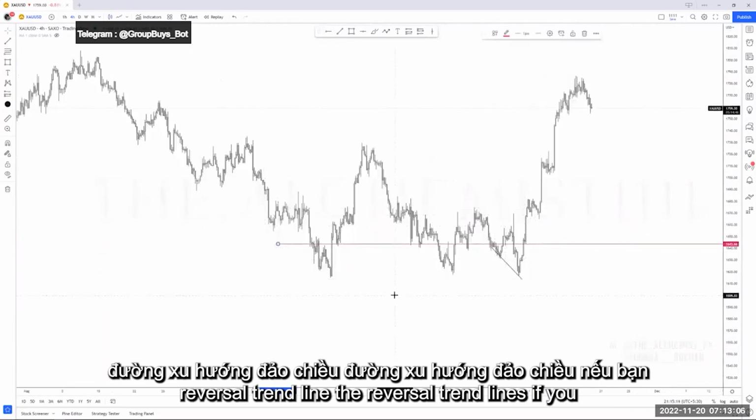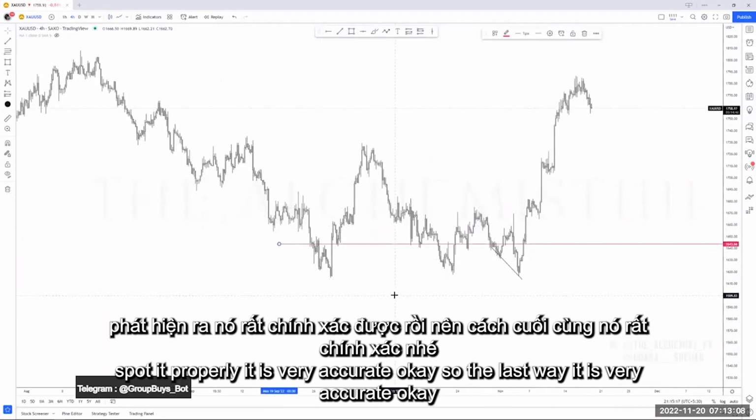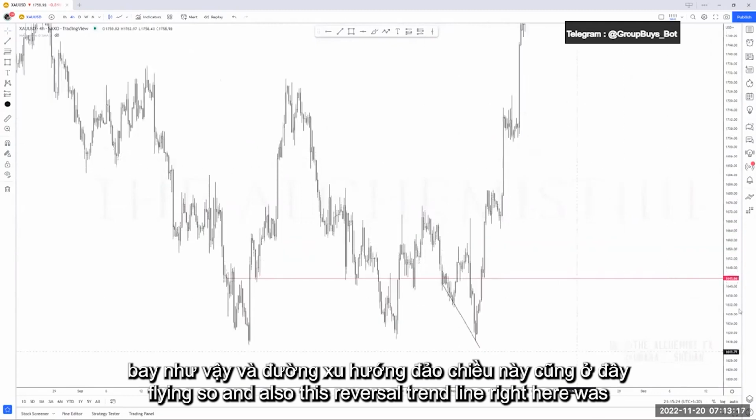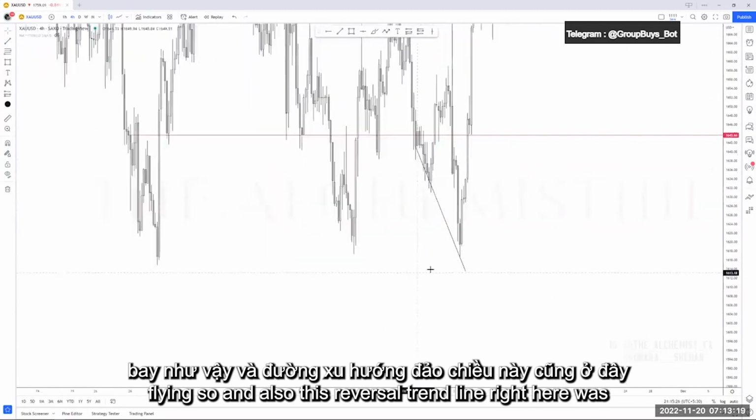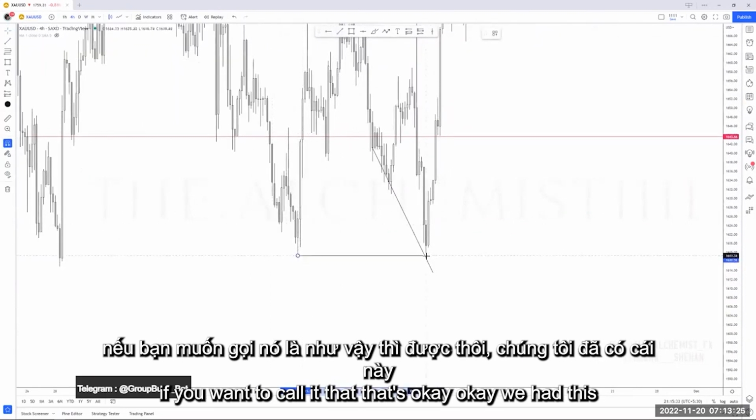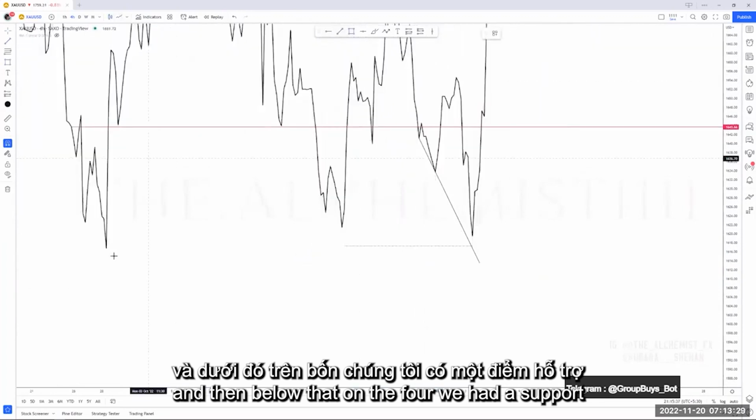The reversal trend lines, if you spot them properly, are very accurate. Trust me, it is very accurate. So what happened? Tapped, boom, started flying. Also, this reversal trend line right here was in line with this liquidity. Not liquidity, if you want to call it that, that's okay. Below that on the 4-hour we had a support.